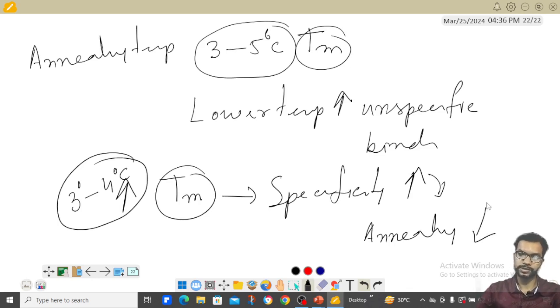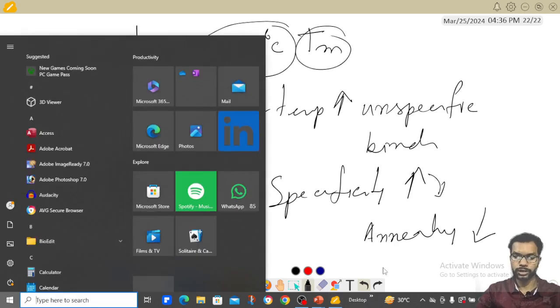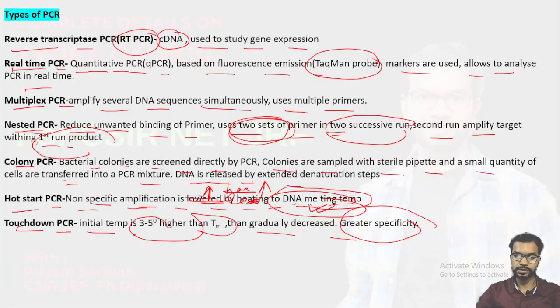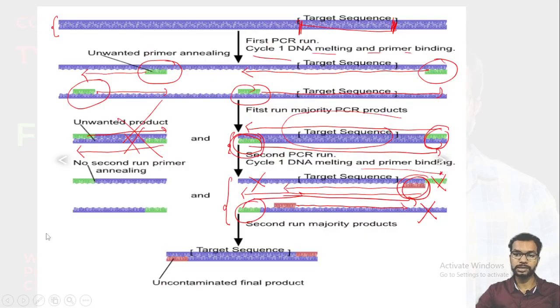Okay, so this is colony PCR, this is touchdown PCR. So these are different types of PCR. This is nested PCR.